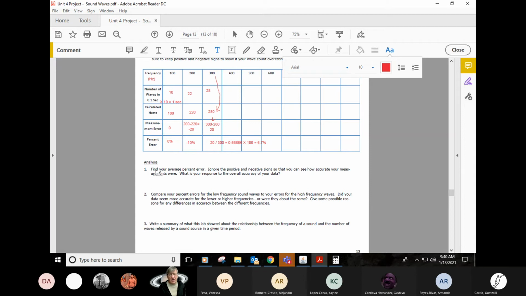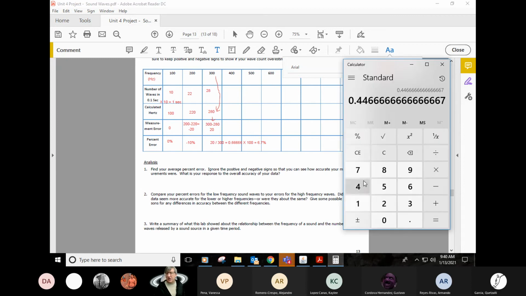So question number 1 also starts with a math question. Find your average percent error. So now you're going to add up all your percentages here, whatever they might be, and divide by however many there are. I think there's 10. So you're going to divide by 10. I'm just going to show you what my average would be, but I only have 3, so I'm going to do it a little different than you.